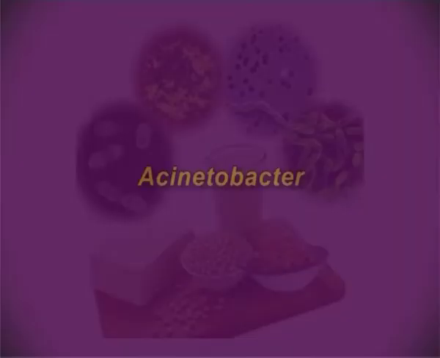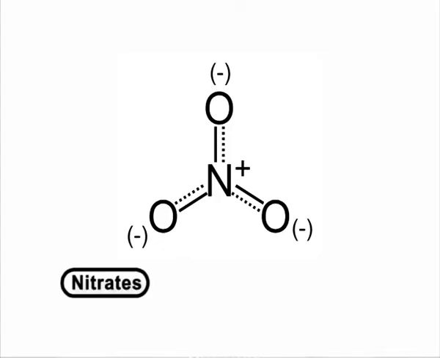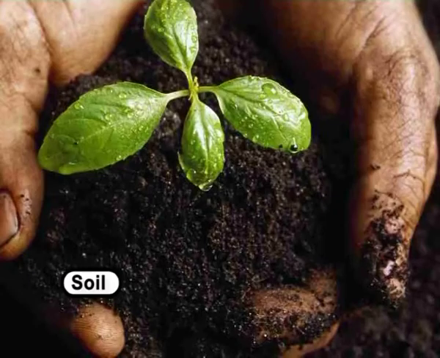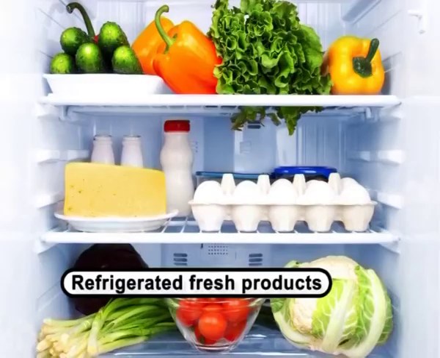Some of the common bacteria are as follows. Acinetobacter. Gram-negative rods show some affinity to the family Neisseriaceae. They are strict aerobes that do not reduce nitrates. Although rod-shaped cells are formed in young cultures, old cultures contain many coccoid-shaped cells. They are widely distributed in soil and water and may be found on many foods, especially refrigerated fresh products.